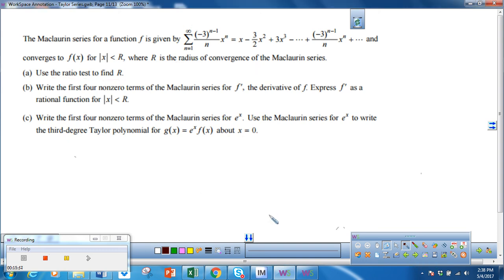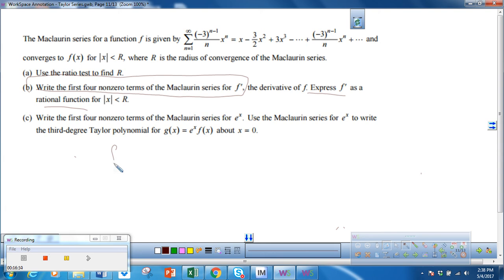Okay, now this is an interesting one because a lot of students miss this because of this last part. Express it as a rational function. Although most of you, hopefully everyone, can do this part. So remember, do what you can. If it's something you truly don't understand, that's okay, but do the part that you can. So hopefully most of you could get the first 4 non-zero terms of f prime.